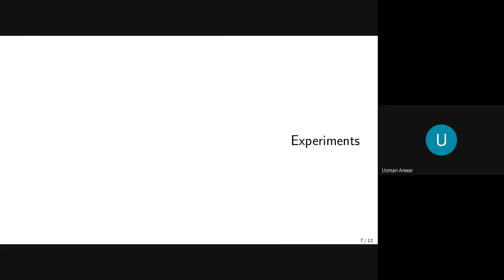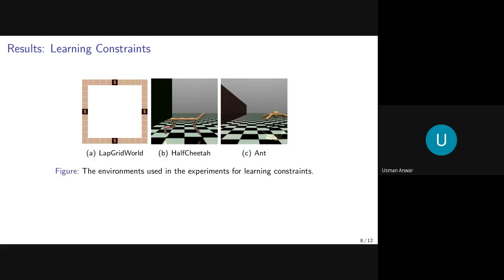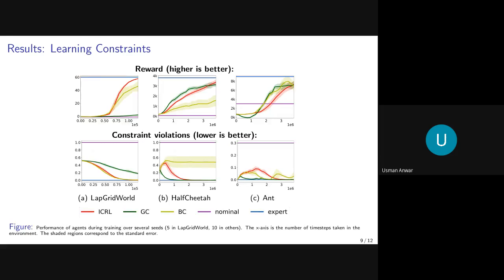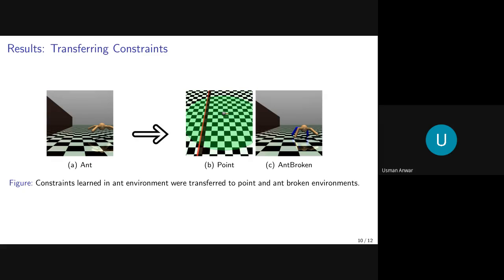We did conduct some experiments with our method. On all three environments, lab grid world, half cheetah, and ant, our method is able to train a constraint-abiding agent which also obtains higher reward. More importantly, we show that our constraint set, once learned, can be used to train other agents which may differ in morphology and dynamics as well.